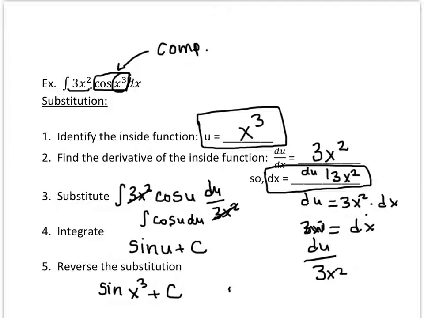I could check this to make sure I've done the correct integration. The way I check is by finding the derivative. The derivative of sine x cubed, the derivative of sine is cosine x cubed, times the derivative of x cubed, which is 3x squared. The derivative of my answer matches the original question, and so I've done that correctly.